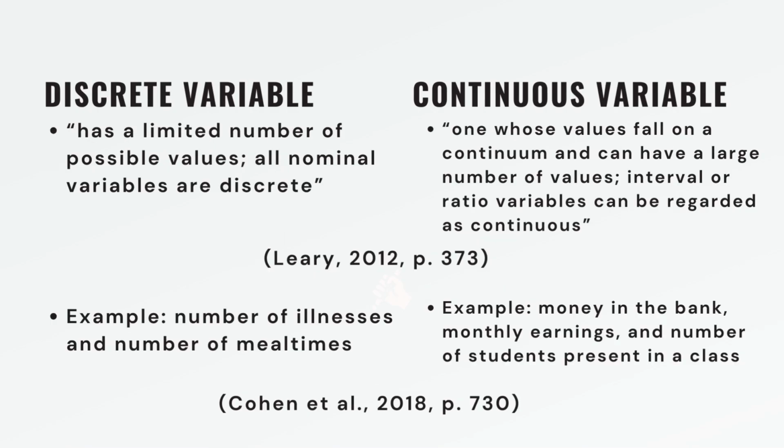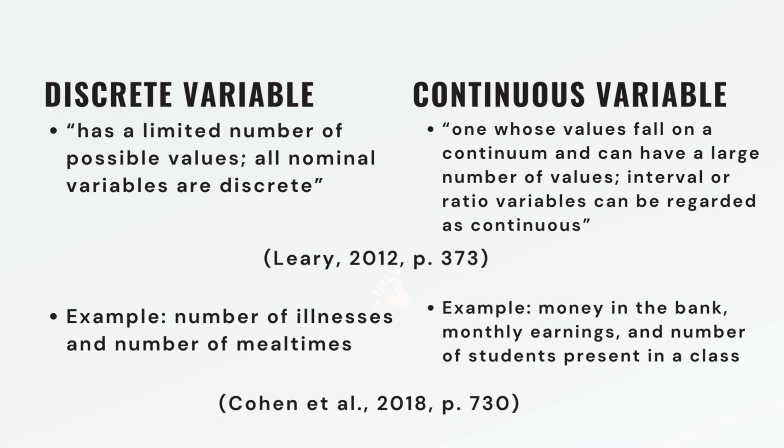Leary stated that all analyses involve efforts to understand the nature of the relationship between two or more variables. He said that in most cases, these variables may either be discrete or continuous. He reported that a discrete variable is a variable that has a limited number of possible values. On the other hand, a continuous variable is one whose values fall on a continuum and can potentially have a large number of values. He stated that in general, all nominal variables are discrete, whereas variables that are measured on an interval or ratio scale can be regarded as continuous.